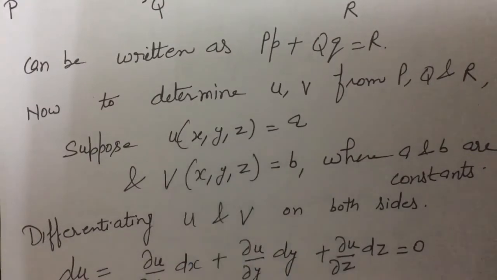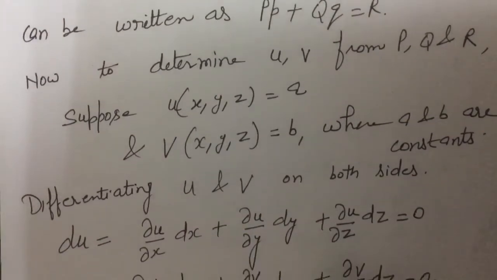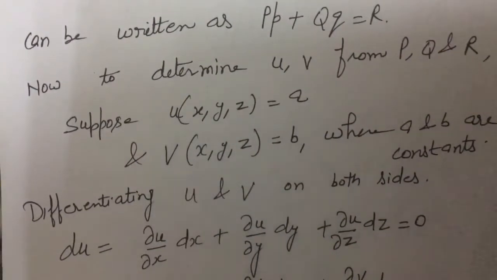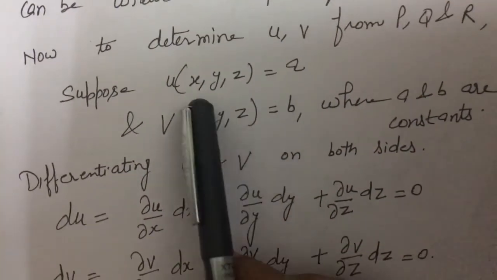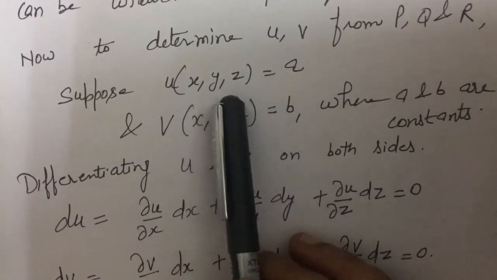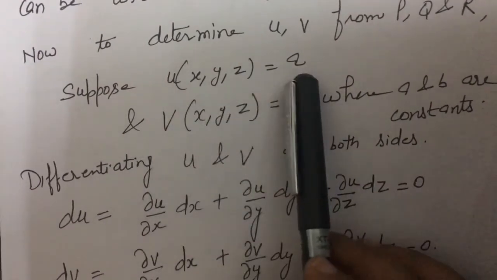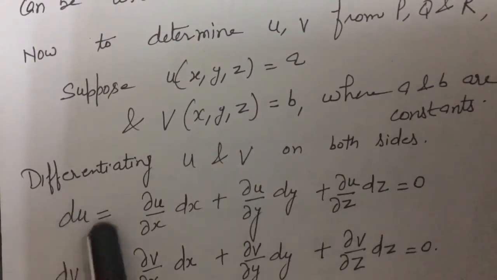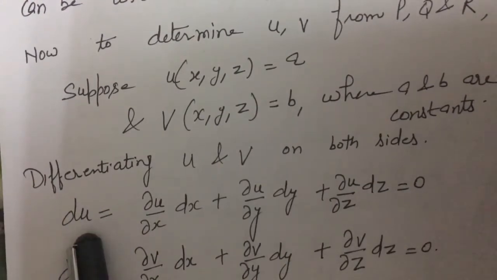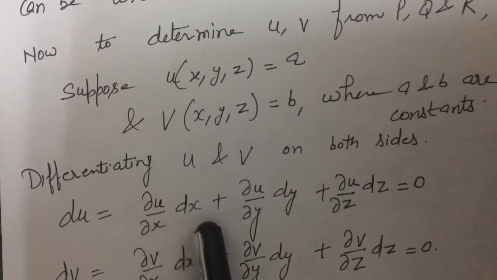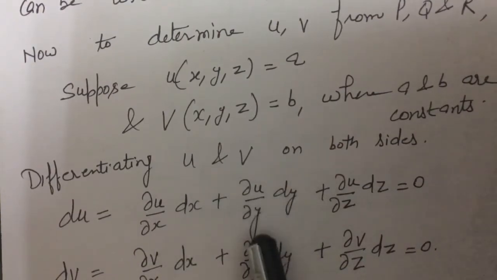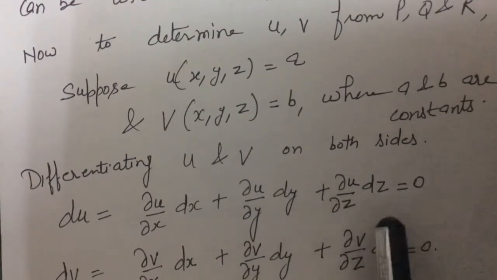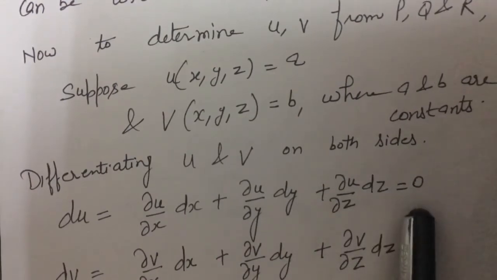Differentiating u on both sides by taking the total derivative of u and v on both sides. If we take the total derivative, du is equal to 0. This total derivative du can be written as ∂u/∂x dx plus ∂u/∂y dy plus ∂u/∂z dz is equal to 0.